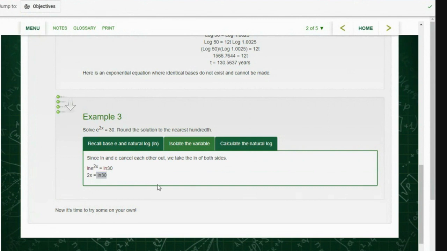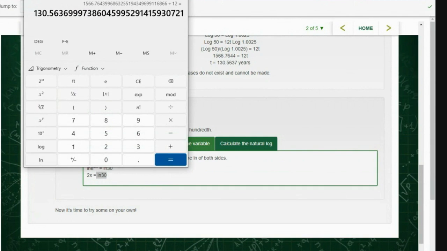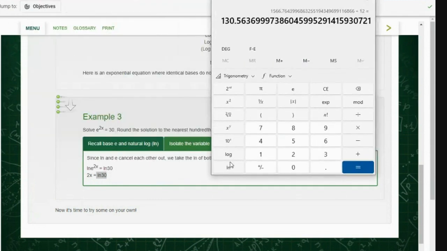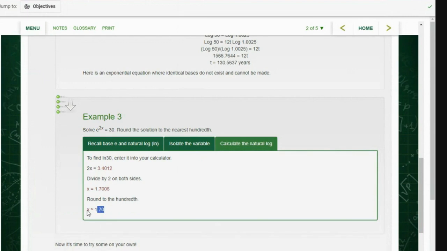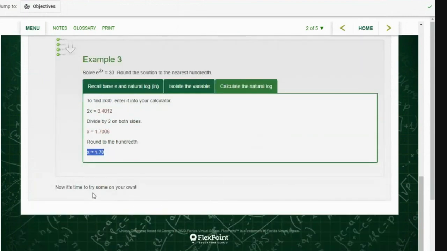And yes, your calculator does have the natural log as well. If it has log, it usually has natural log right underneath it. So you can take 30 natural log and then divide it by 2. So in that one, x equals 1.7. There it is, 1.7. Now it's time to try some on your own. So they give you some more practice problems to do.